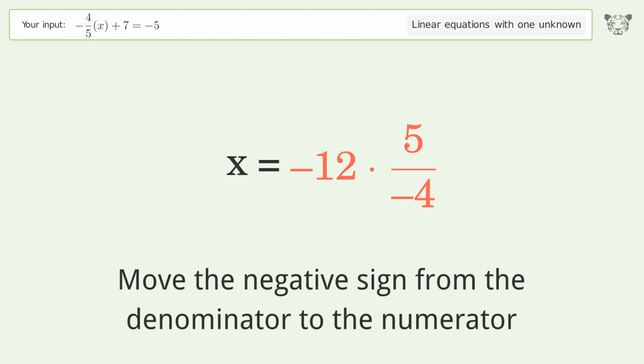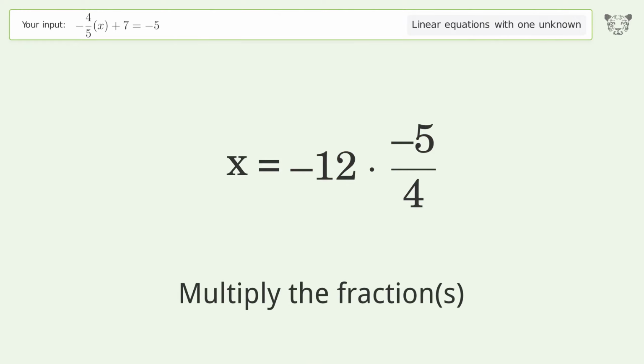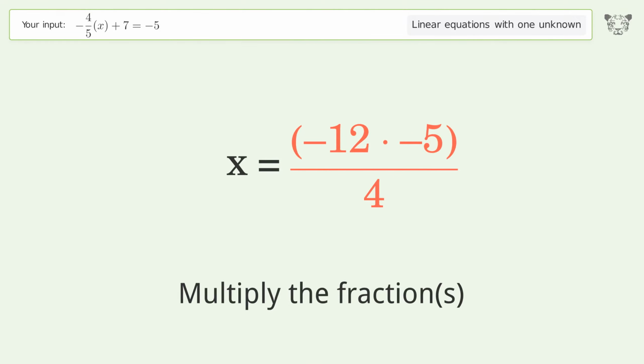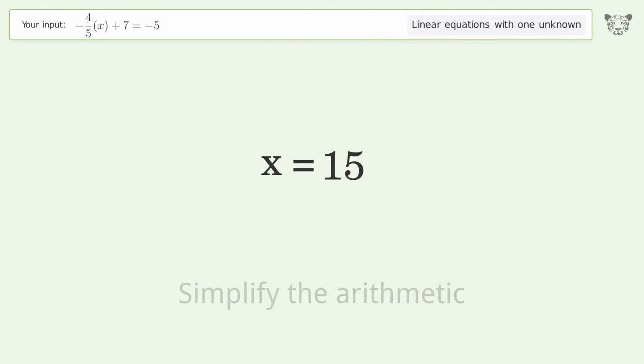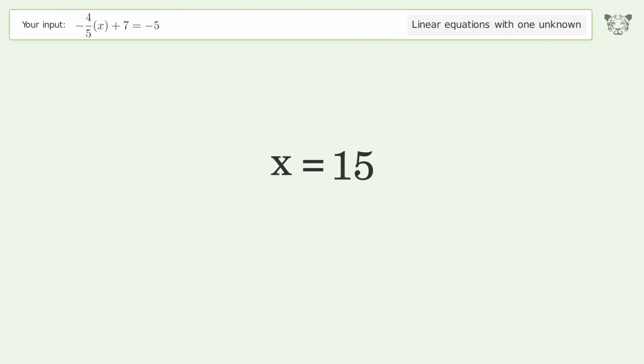Move the negative sign from the denominator to the numerator. Multiply the fractions. Simplify the arithmetic. And so the final result is x equals 15.